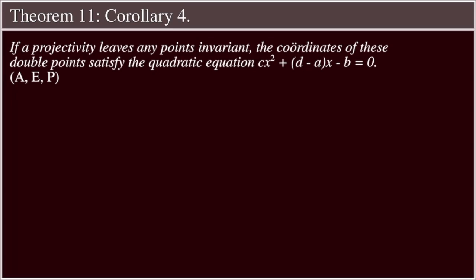Corollary 4. If a projectivity leaves any points invariant, the coordinates of these double points satisfy the quadratic equation cx squared plus the quantity d minus a times x minus b is equal to 0. Assumptions A, E, and P.